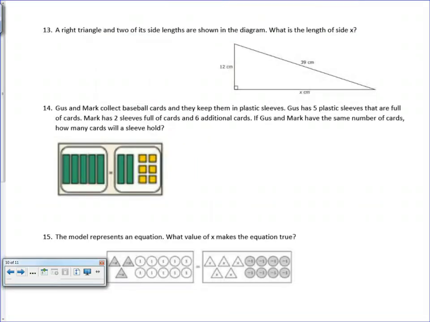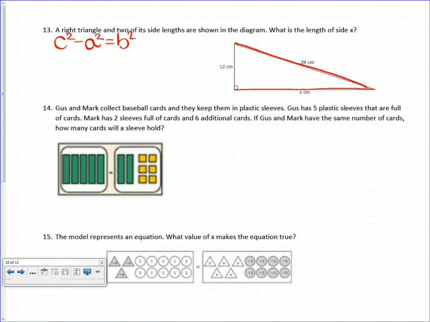Number 13. A right triangle and 2 of its side lengths are shown in the diagram. What is the length of side x? So this is the side we're looking for. That's one of my legs, so I'm going to have to subtract. My hypotenuse, remember, is the longest side. So it's going to be 39 squared minus 12 squared equals b squared.